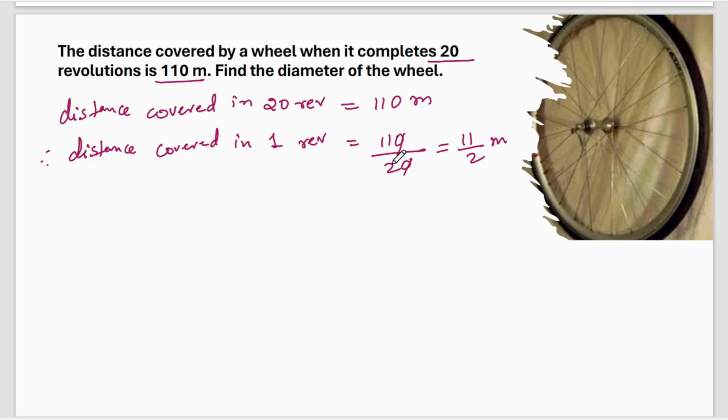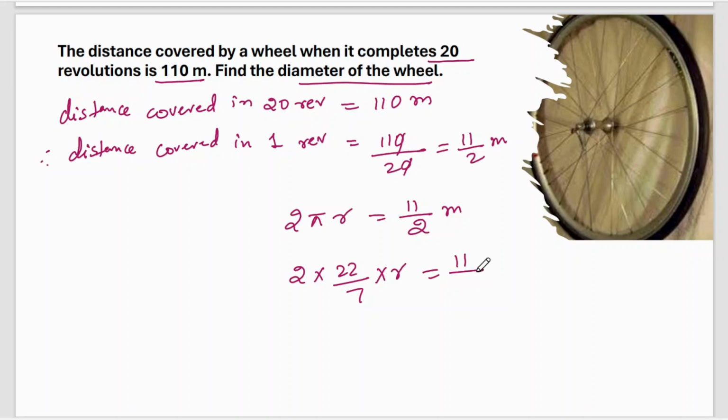Now they have asked you to find the diameter of the wheel. So you know the distance covered in one revolution is nothing but 2 pi r. So I can write 2 pi r is given as 11 by 2 meter. So 2 into 22 by 7 into r equals 11 by 2 meter. Now you calculate this. You can cancel by 2 times.